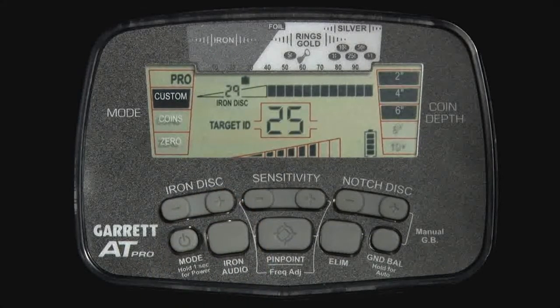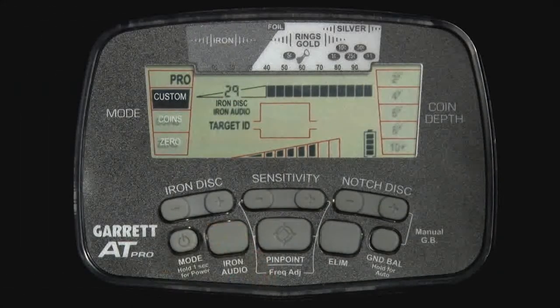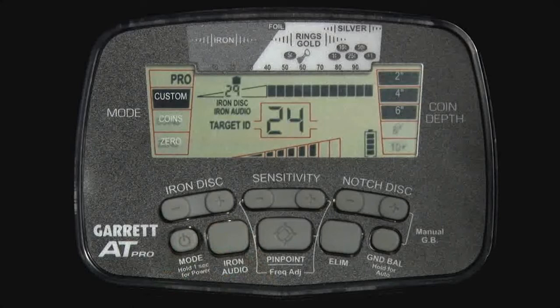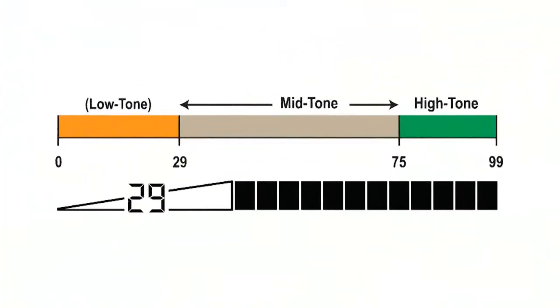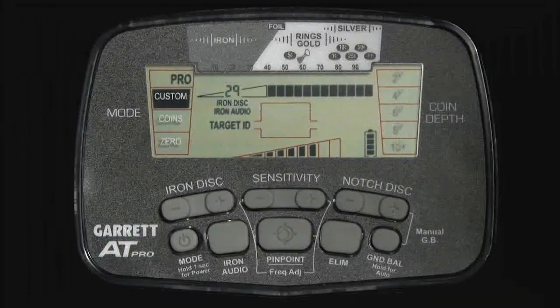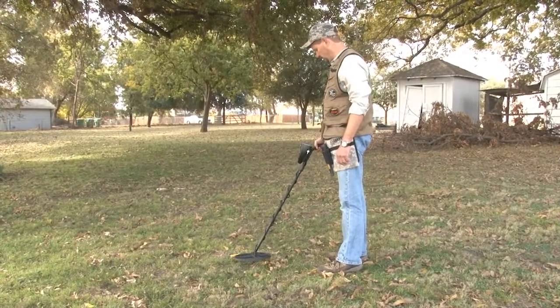With iron audio off, this nail is not reported audibly at all, or is at best a very broken signal. When I turn on iron audio, everything below my setting of 29 is a low tone, so this discriminated iron sounds off loud and clear. By changing my midtone range using iron audio, anything I find now with a target ID value above 29 will sound as either a medium tone or high tone. Hearing the discriminated iron can really make a difference.